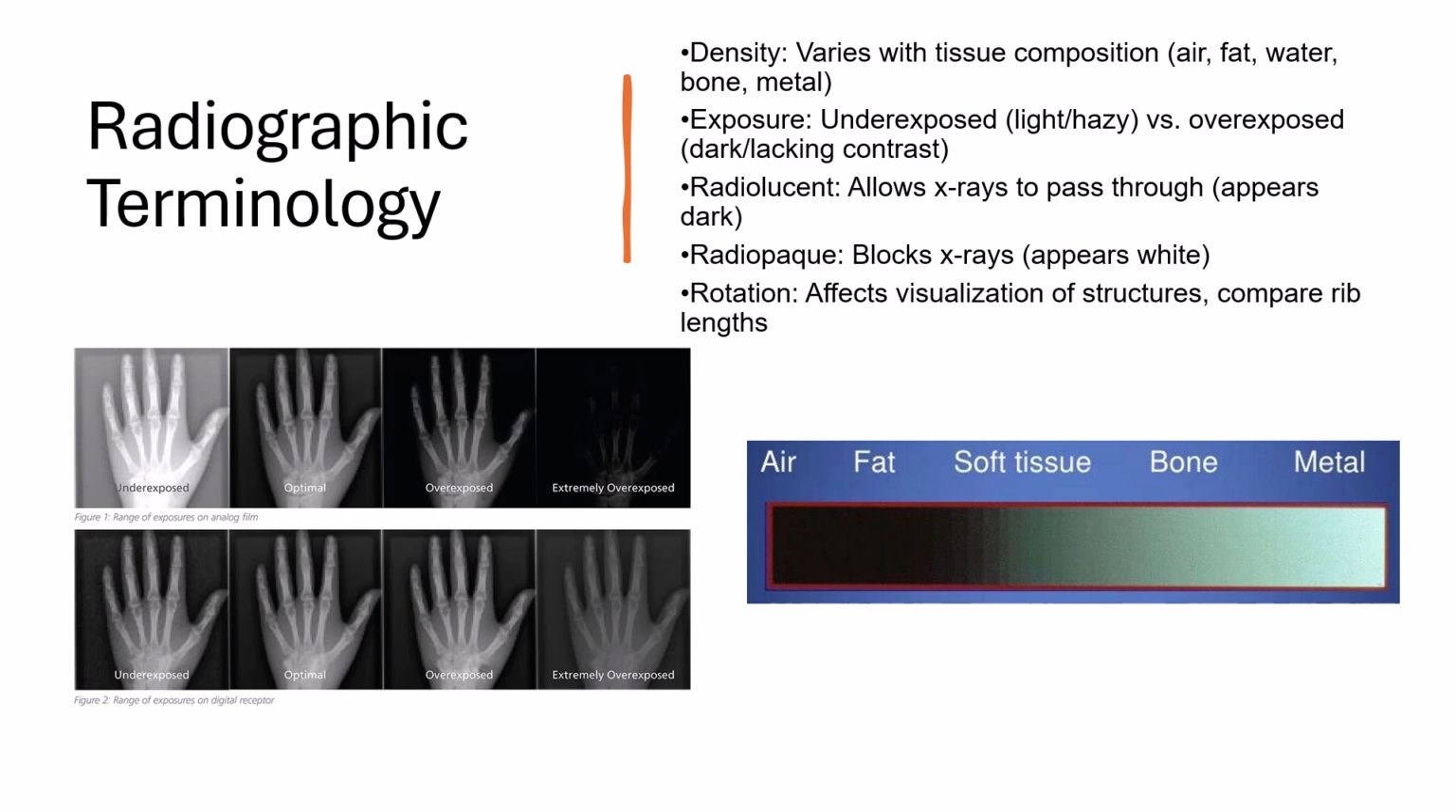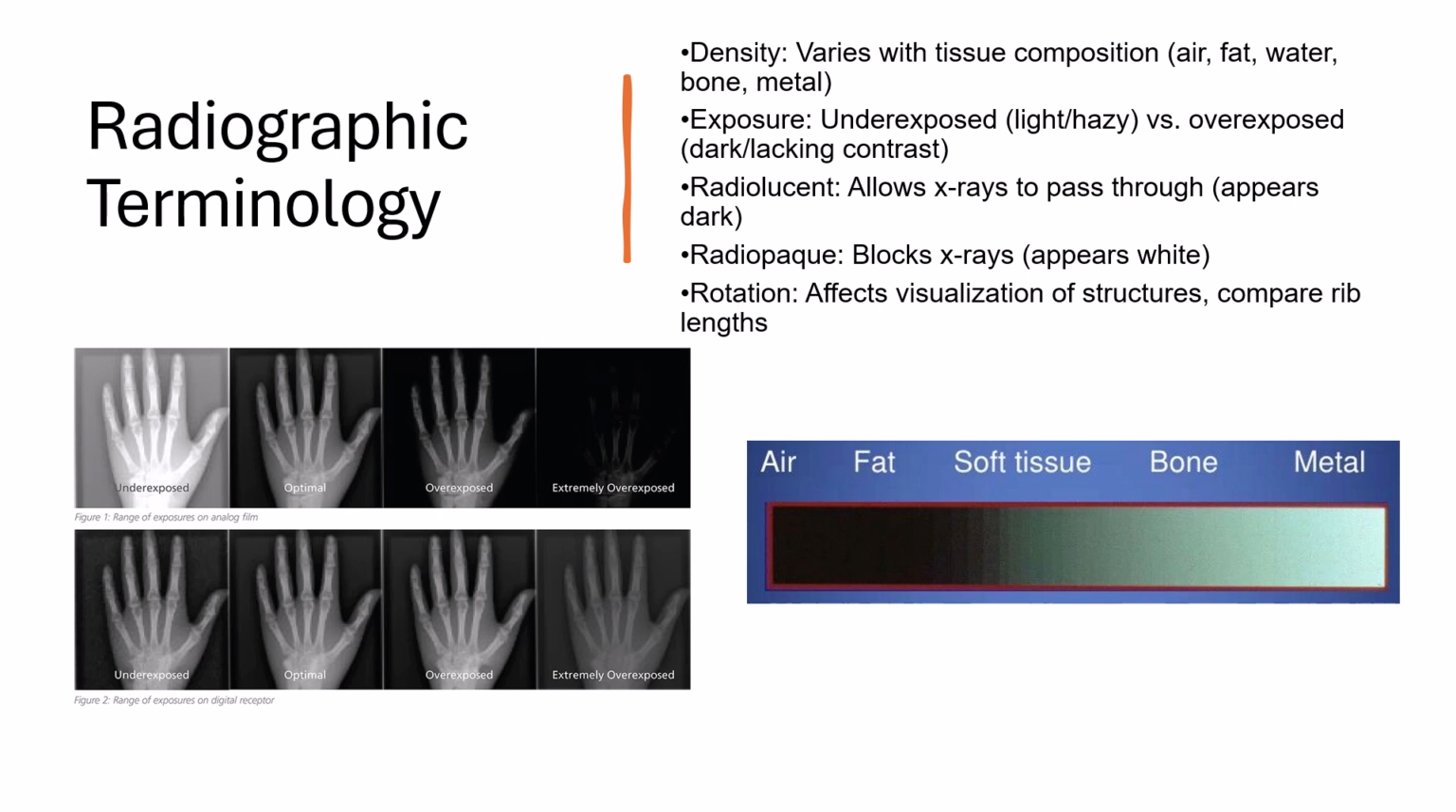Air is radiolucent, black, while bone is radiopaque, white. Fat, water/soft tissue, and metal each have distinct densities. Exposure affects image quality. Underexposed films appear light and hazy, making it difficult to see details. Overexposed films are too dark and lack contrast. Radiolucent structures allow X-rays to pass through and appear dark on films, while radiopaque structures block X-rays and appear white.